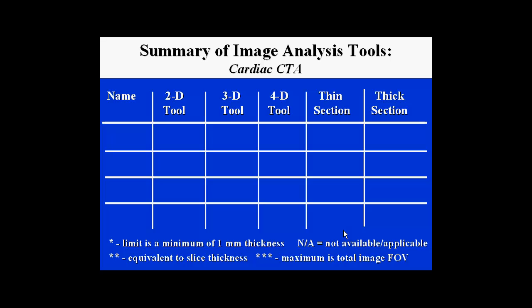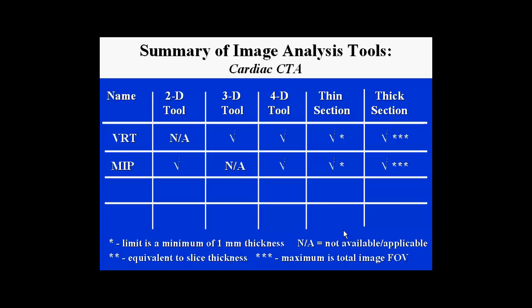This is a summary then of the tools available for analysis. There are two-dimensional, three-dimensional, and four-dimensional tools, some of which can be displayed as thin sections, some of which can be displayed as thick sections. A volume rendering tool is strictly a 3D and 4D tool, which can be thin or thick. A maximum intensity projection is solely a two-dimensional display tool, which has 4D capabilities and can display thick as well as thin sections.